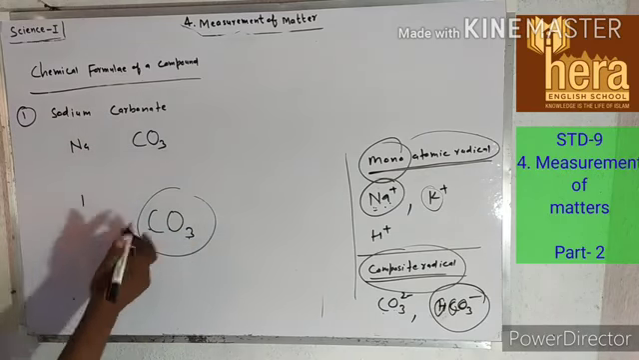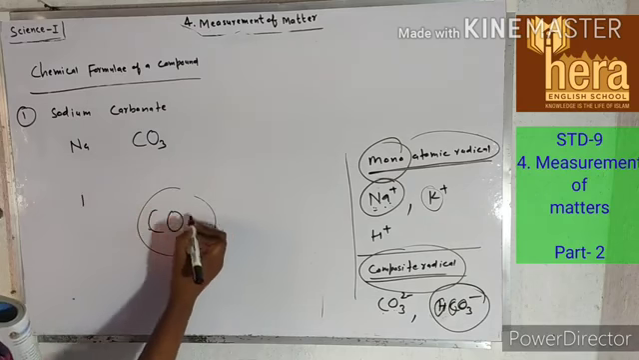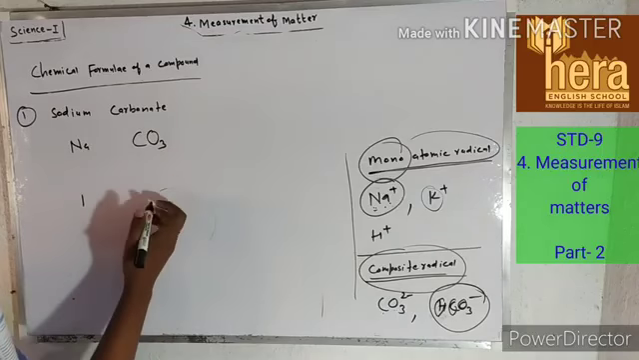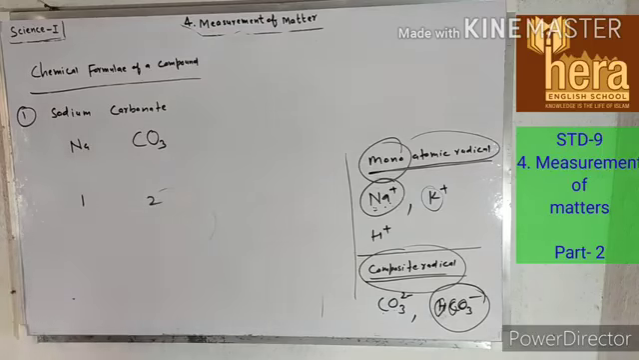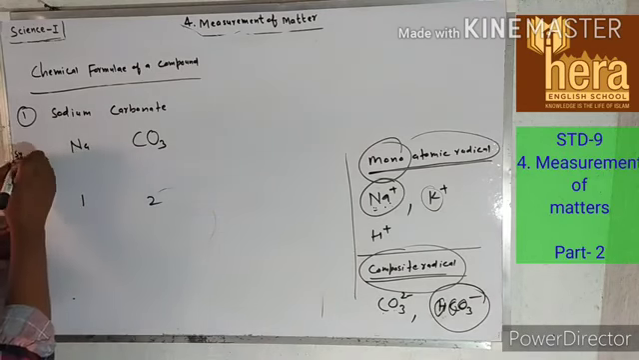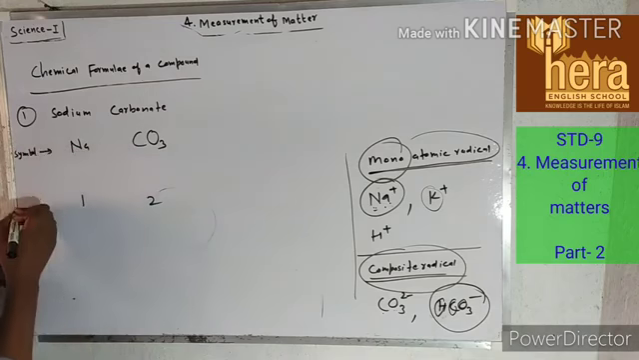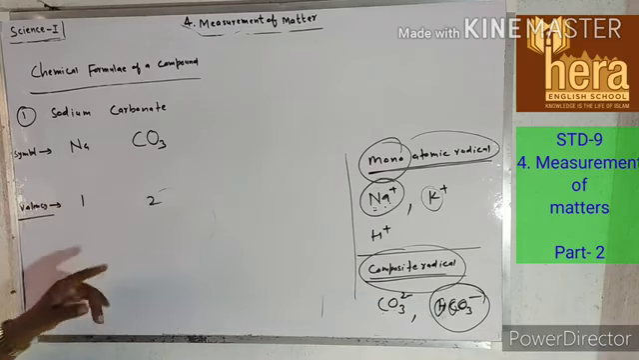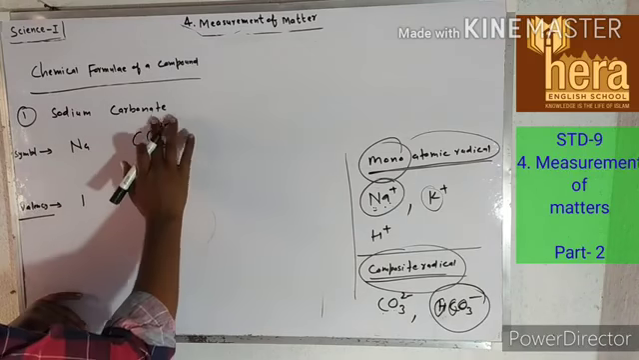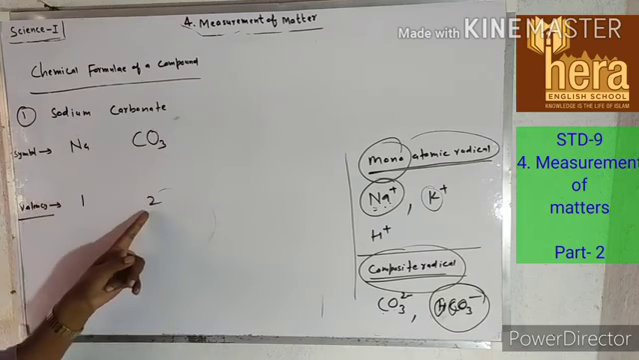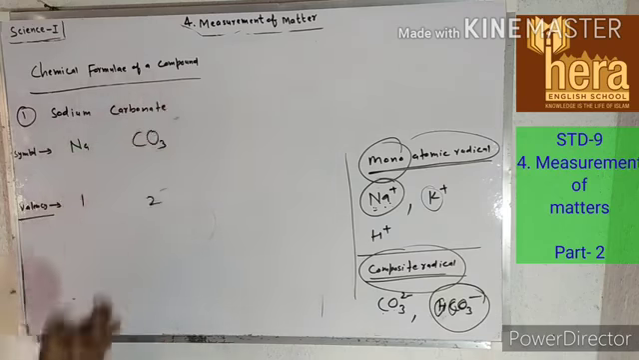And the valency of sodium is 1. Since in the textbook CO3 2 minus is given, in place of the 2 minus you will write only 2. This is the symbol, and this is the valency. Sodium valency 1, carbonate valency 2. Don't write 2 minus here. Minus represents that they have taken 2 electrons.